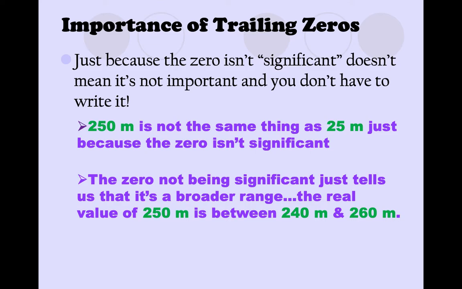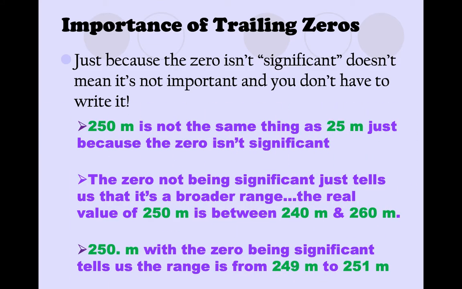Could be 240, it could be 260. But if that 0 were to be measured in the lab, well, we would put a decimal point there. This would be 3 significant figures, and this would communicate that the range is only plus or minus 1 as opposed to plus or minus 10 in the previous example. So those zeros are important, just sometimes they're significant, sometimes they're not.